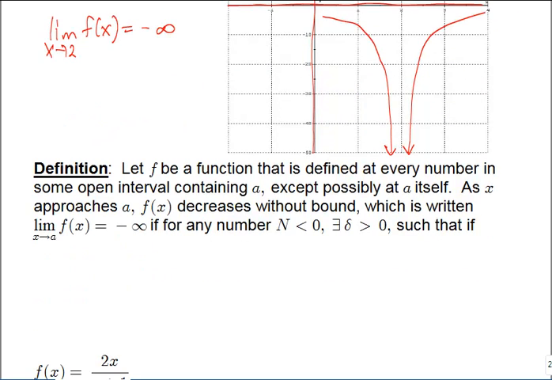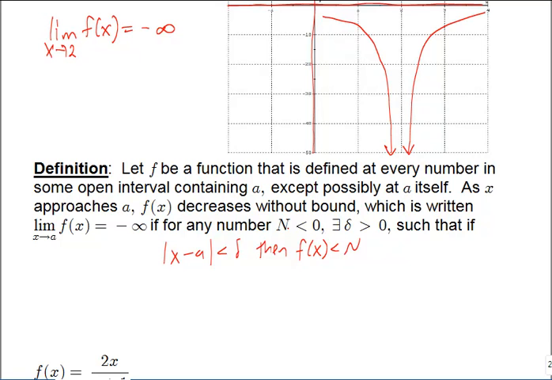And formally we would say that if we have a function f that's defined at every number in some open interval containing a except possibly at a itself, then as x approaches a, we say that f of x decreases without bound, which is written the limit as x approaches a of f of x equals minus infinity, if for any number n less than 0, so any large negative number, there has to exist a delta greater than 0 such that the absolute value of x minus a has to be less than delta, and if that's true, then f of x will be less than n.